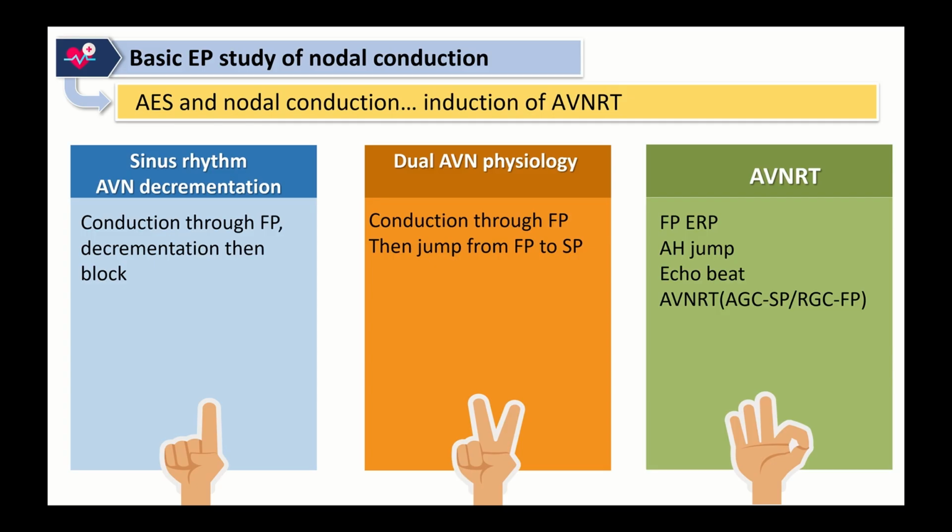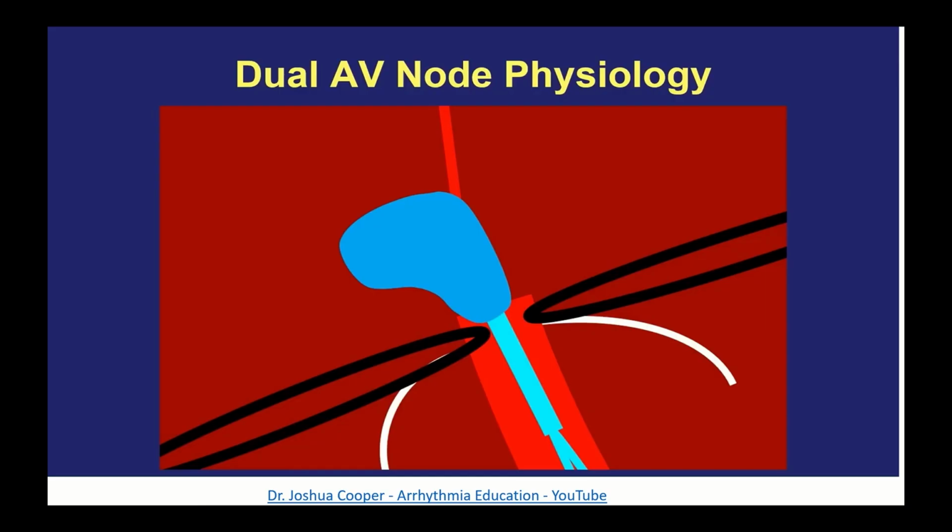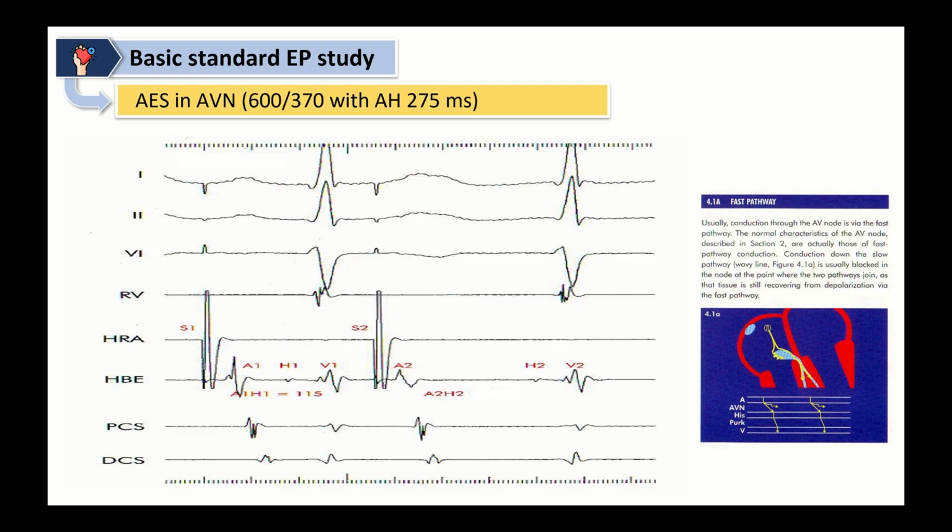As you know, start in sinus rhythm, then atrial pacing. We can appreciate conduction of the impulse through the AV node and fast pathway, and the more incremental conduction or acceleration of heart rate, the more decrementation. This is what is called dual AV nodal physiology, and this concept is the cornerstone to understand the mechanism of AVNRT initiation, in which there is a jump from the fast pathway to the slow pathway.